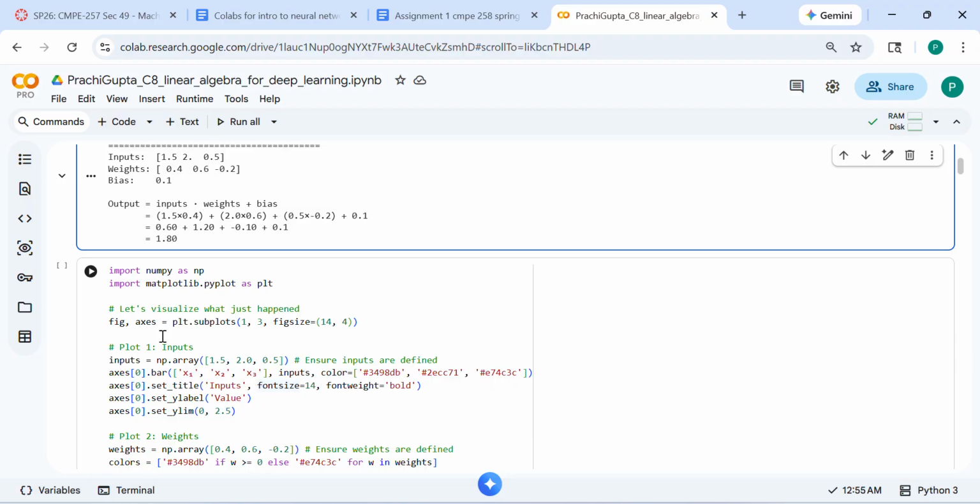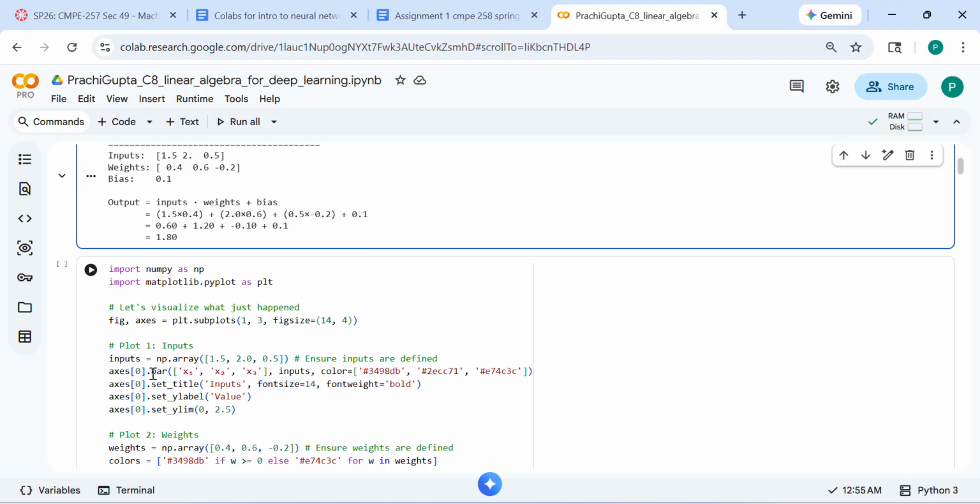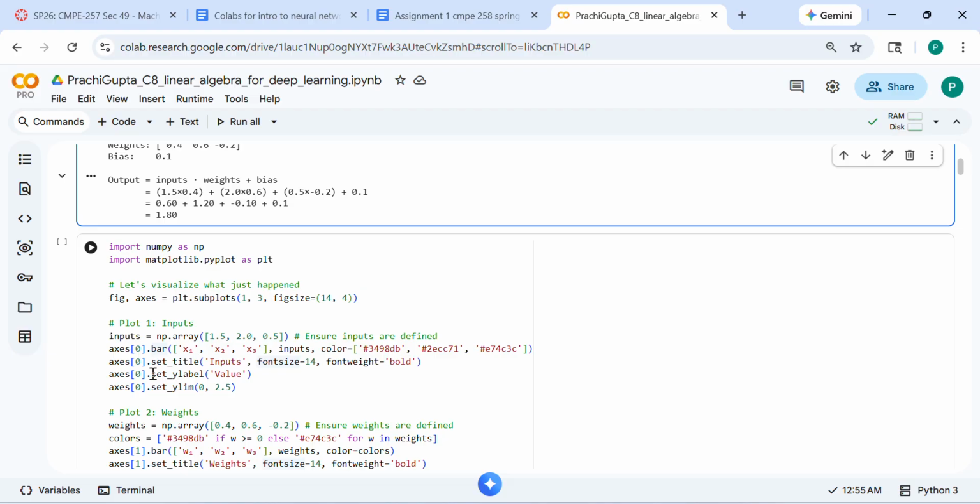Now think of the dot product as a measure of alignment. If input and weight vectors point in the same direction, you get a strong activation. If they are perpendicular, the activation is weak. This simple geometric alignment is how a neuron decides to fire.